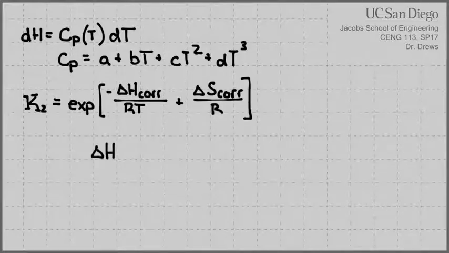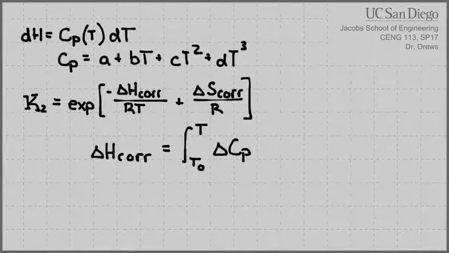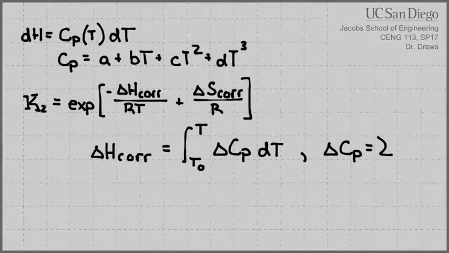The enthalpy correction, these integrals should look somewhat familiar from CENG 100. So that's integrating things like T naught to T of a delta Cp dT. Remember, anytime we see a delta, that's the sum of the stoichiometric coefficients times whatever the thing is.